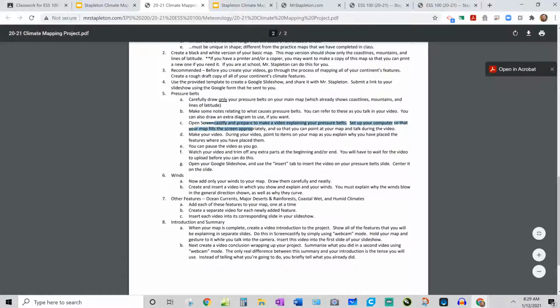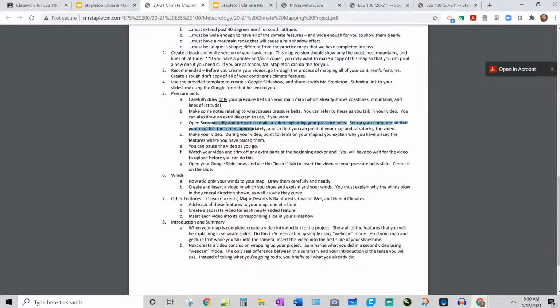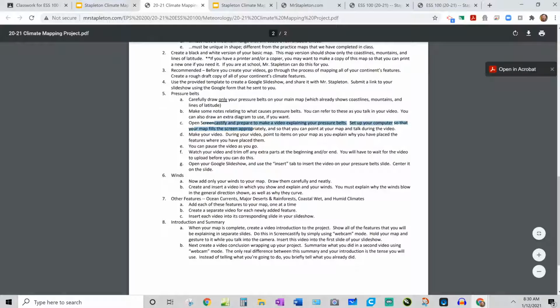Open Screencastify, prepare to make your video, set up your computer so your map fills the screen appropriately. It shouldn't be a tiny little thing. I made mine as big as I could. I used this. I found this sitting around in here. I used this as a background. I put my map up against that. I moved my Chromebook until this was as big as possible in the Chromebook window. There was still a little bit of wasted space over here, but I made it as big as I possibly could.